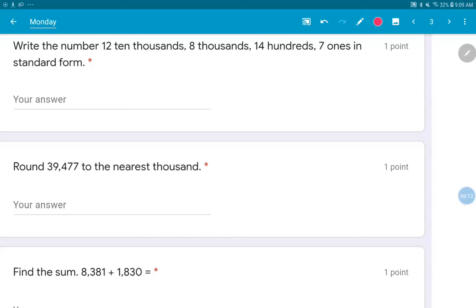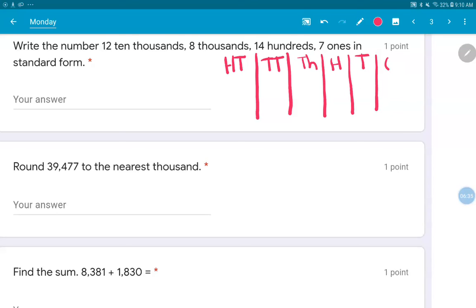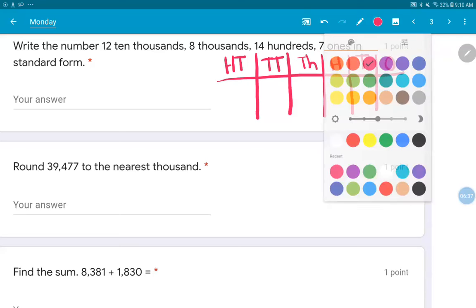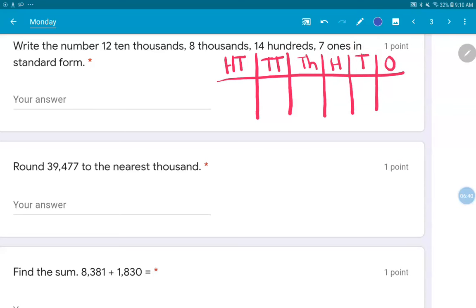Write the number 12 10,000s, 8,000s, 14 100s, 7 1s in standard form. I'm going to draw a quick place value chart here. 100,000s, 10,000s, thousands, hundreds, tens, ones. All right. So I've got 12 10,000s. So in my 10,000s place value, I'm going to put down a 12. Then I have 8,000s. So my thousands place value, I'm putting an 8.